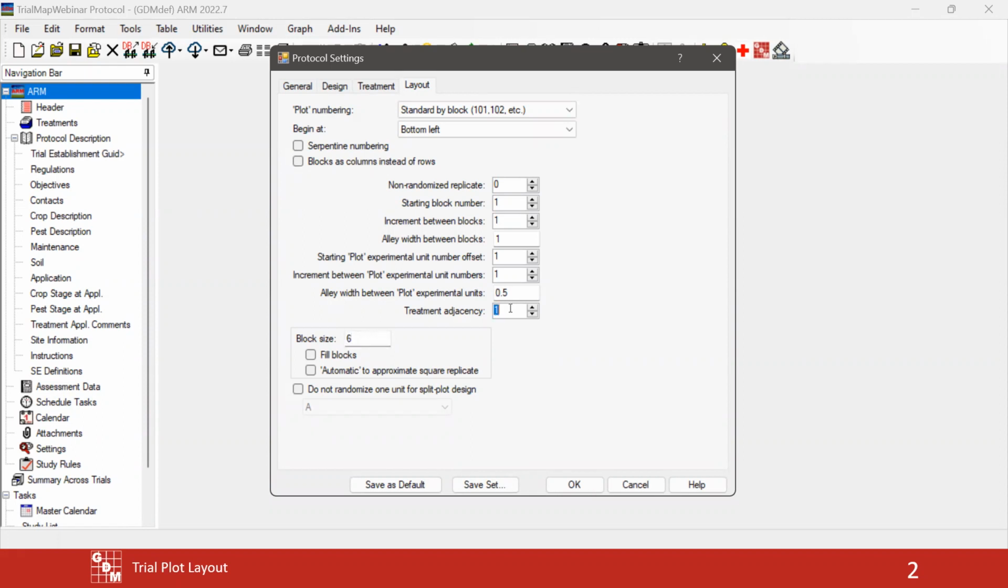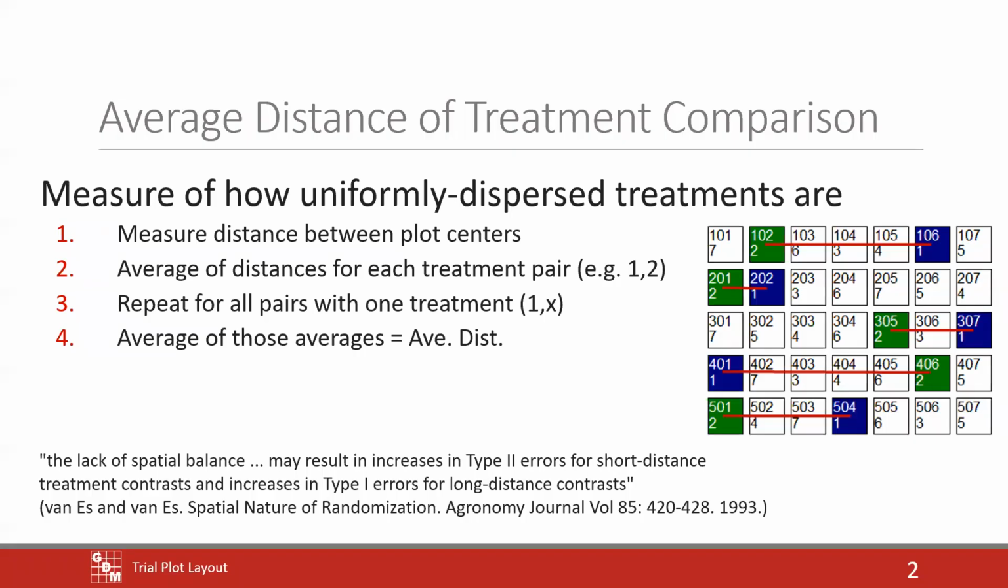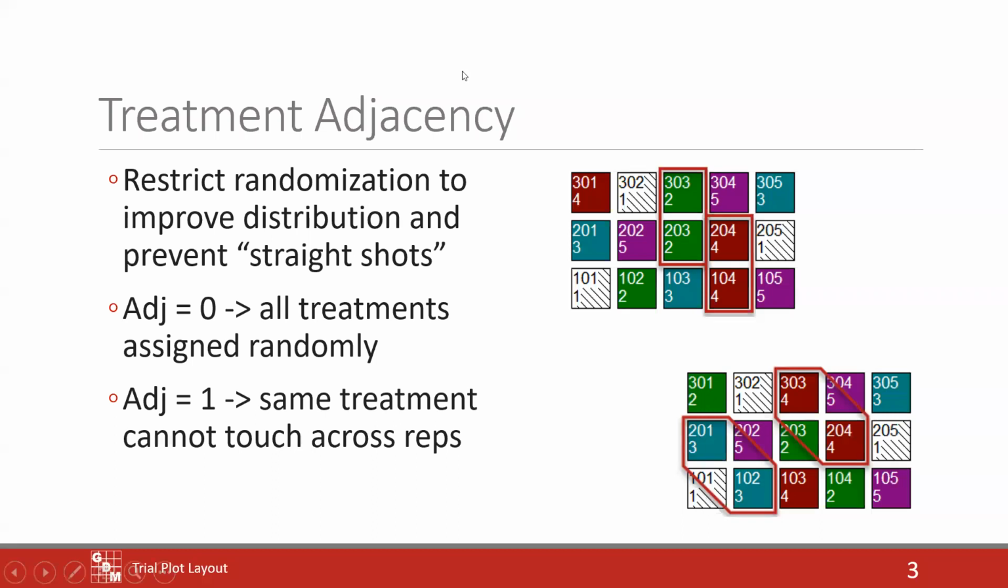So there's one more option just in this realm of randomization and having ARM generate the randomization for us, and it is this treatment adjacency. I've got a little slide to try to demonstrate what the goal is here. So the treatment adjacency option is, the goal of it would be to restrict the randomization that ARM displays for us with the goal of trying to improve your distribution, specifically avoiding a straight shot, something like this, where you end up in two different replicates, you have the same treatment right next to each other.